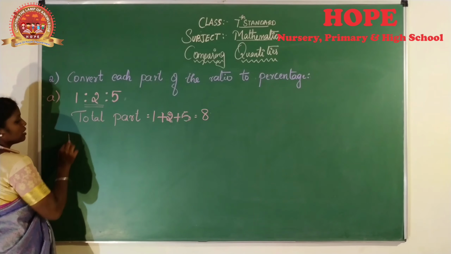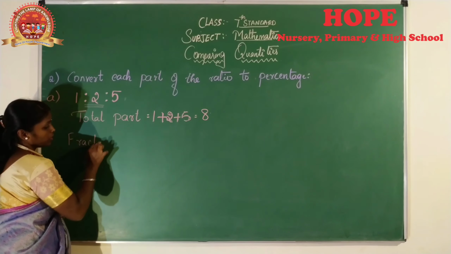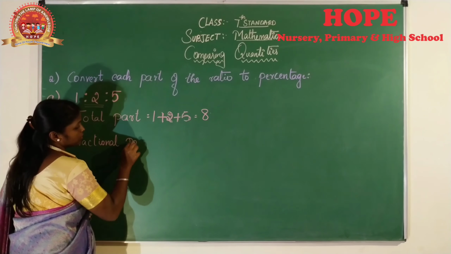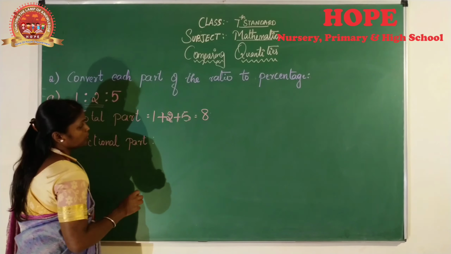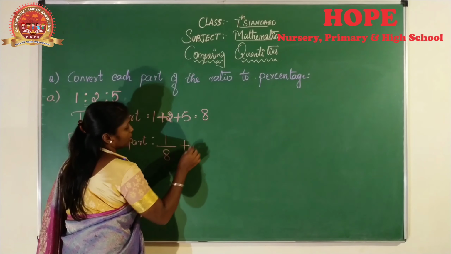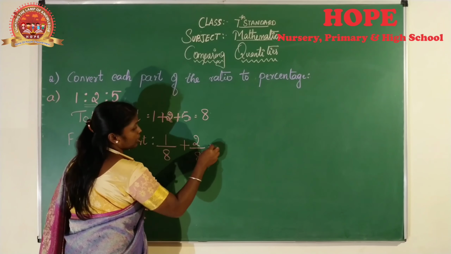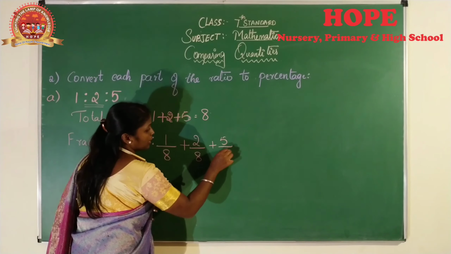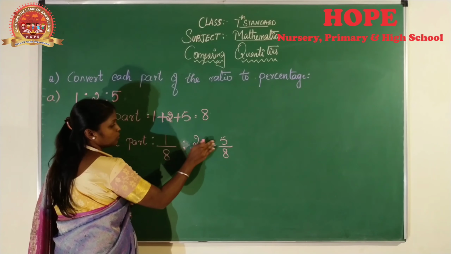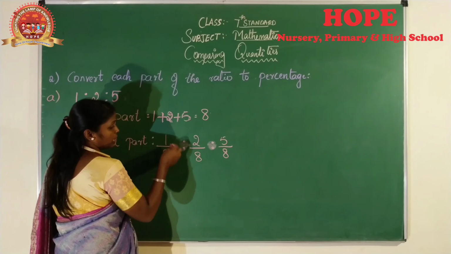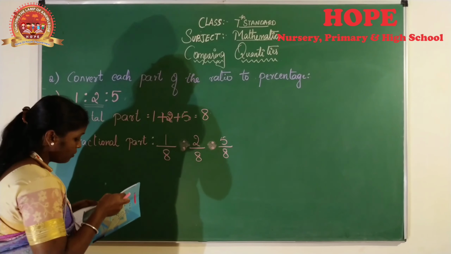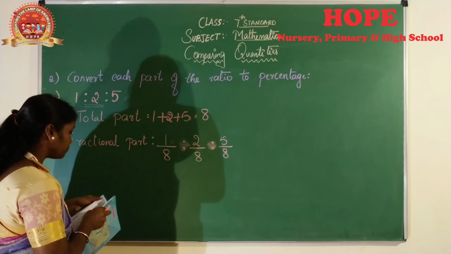So how to write this in fractional? The fractional part is equal to 1 by 8 plus 2 by 8 plus 5 by 8. And the fractional part in the ratio, you used to write this as 1 by 8 is to 2 by 8 is to 5 by 8. This is how we write it in the fractional.